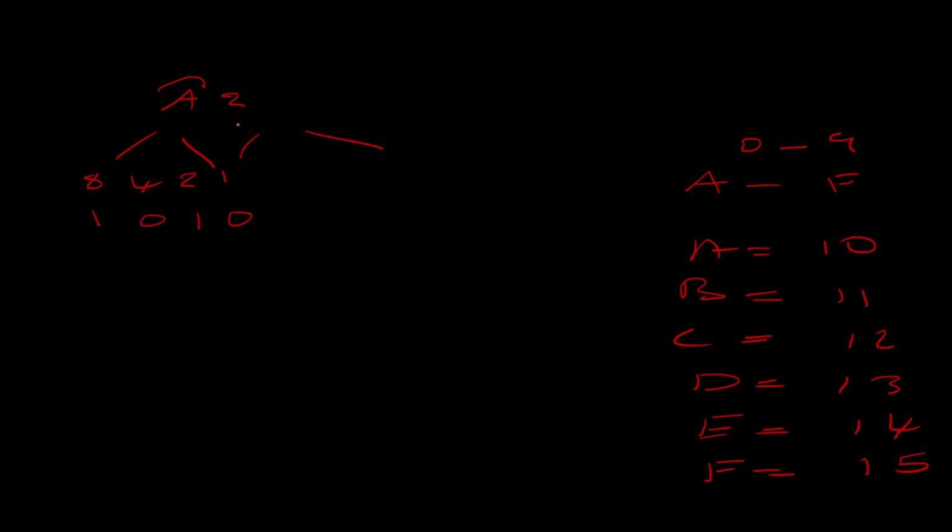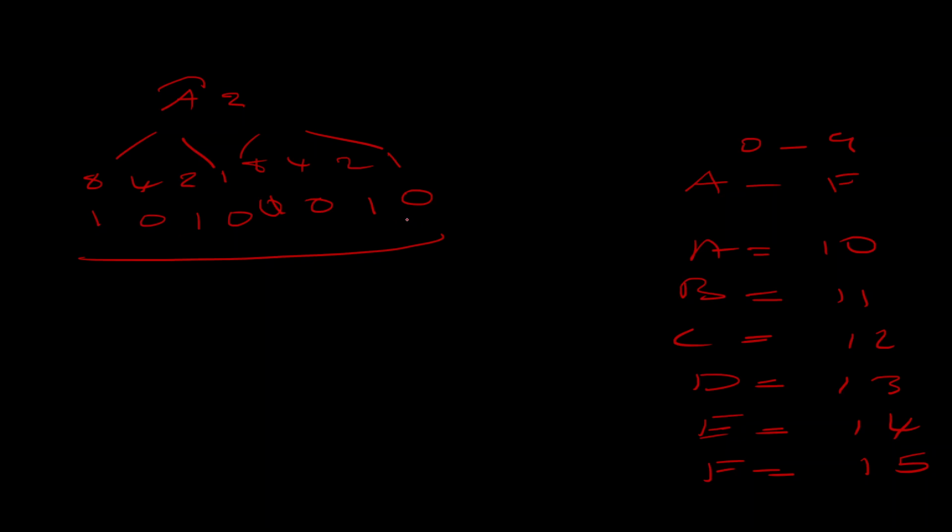Now 2, again 4 digits. I write the base of 2 on the top: 8, 4, 2, 1. There is no 8, there is no 4, there is a 2, and there is no 1. And that's the A2 binary number.